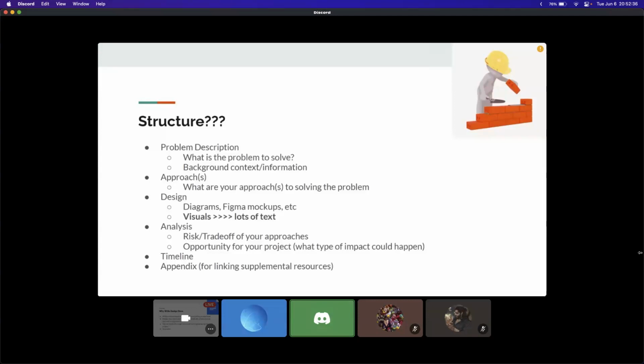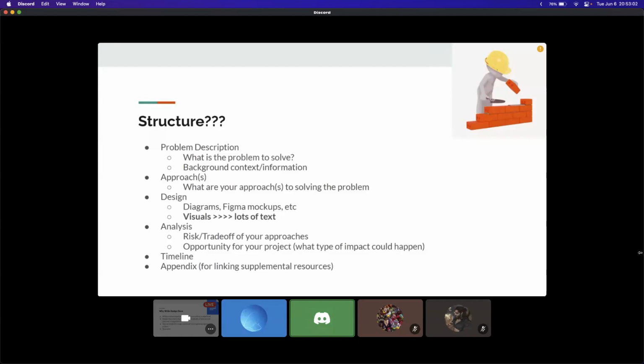So now that we have the problem description settled, the next thing we need to talk about is, okay, if we have a problem to solve, what is the approach? And there can be multiple approaches to a problem. This approaches section is meant for you to deep dive into what the possible directions are that you could go to solve the problem and what the trade-offs are, right? And for each approach, it's good to have a design.